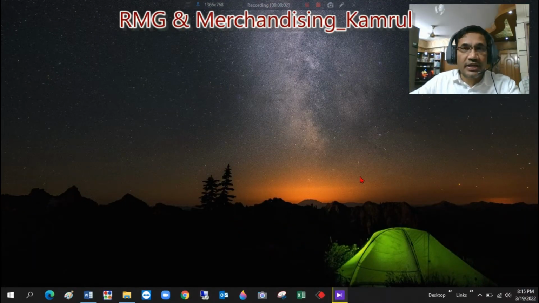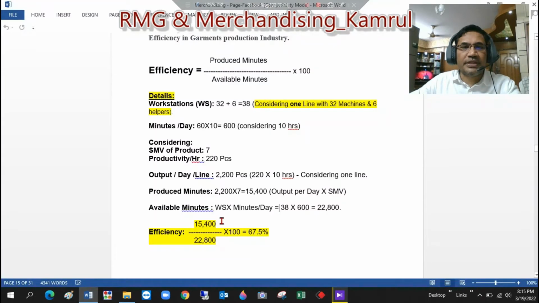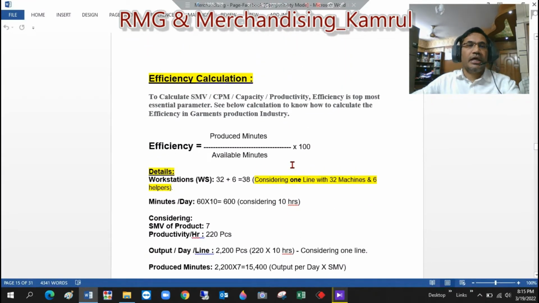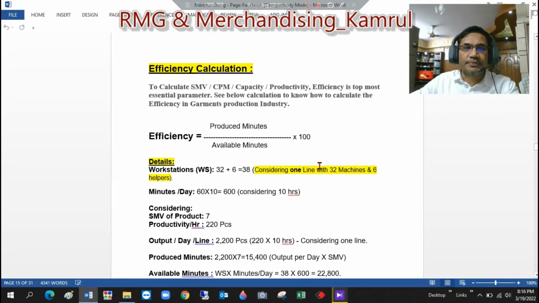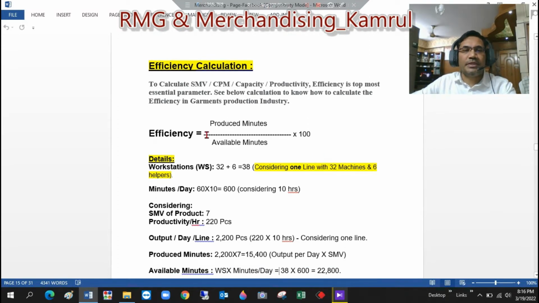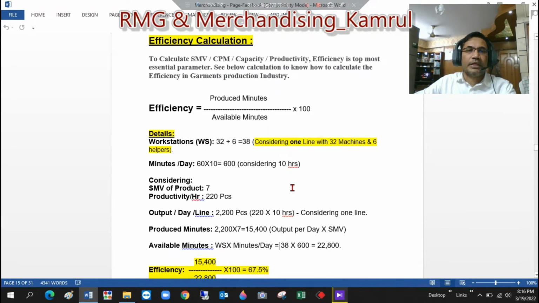So, dear friends, let's start today's session on efficiency. I am again going to say that to calculate SMV, CPM, capacity, productivity, efficiency is a top most essential parameter, and it's really very important. Here I have discussed how to calculate efficiency in the garments production industry. To calculate the efficiency, we need to know the produced minutes as well as the available minutes, and if we make the percentage, automatically we will get the efficiency.